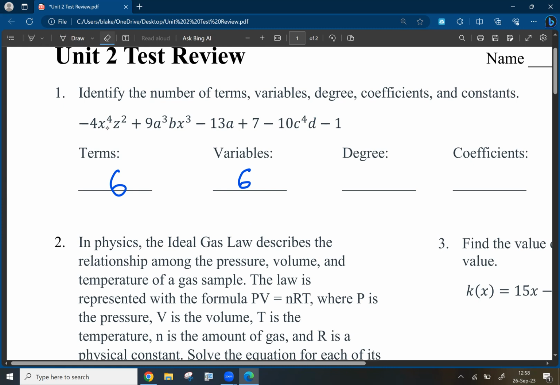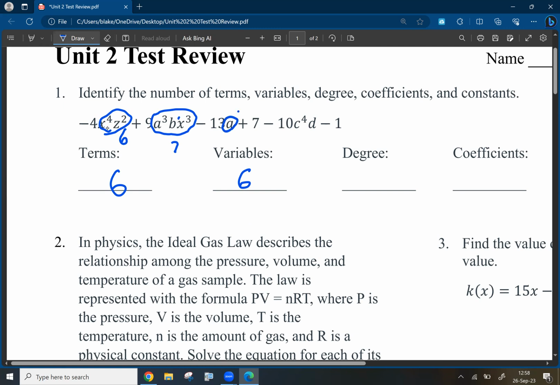Now we'll look at degree. So we have to go term by term. So again, add the exponents. This term has a degree of 6 because you add the 4 and the 2. This term has a degree of 7 because it's 3, 1, and 3. 3, 1, and 3 add up to 7. So don't forget that. A variable without the exponent has the exponent of 1.